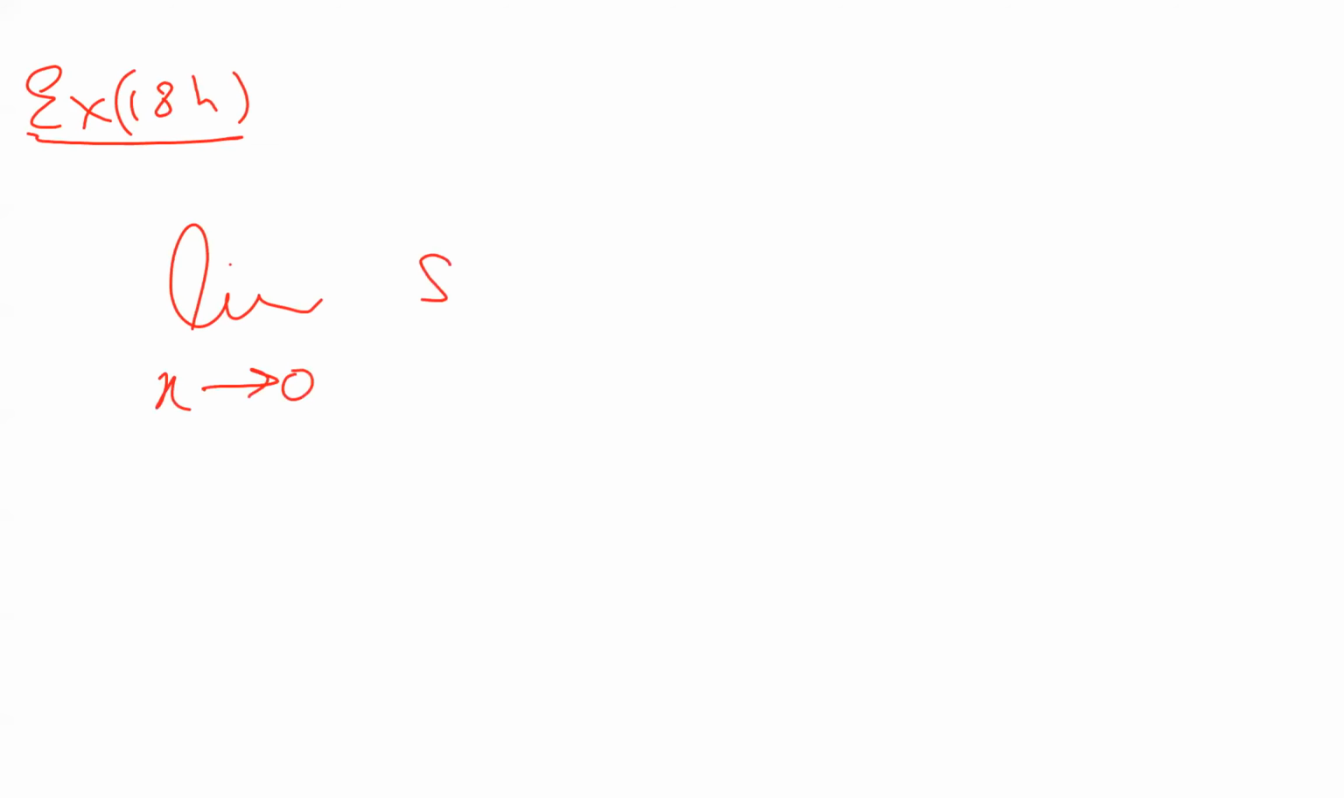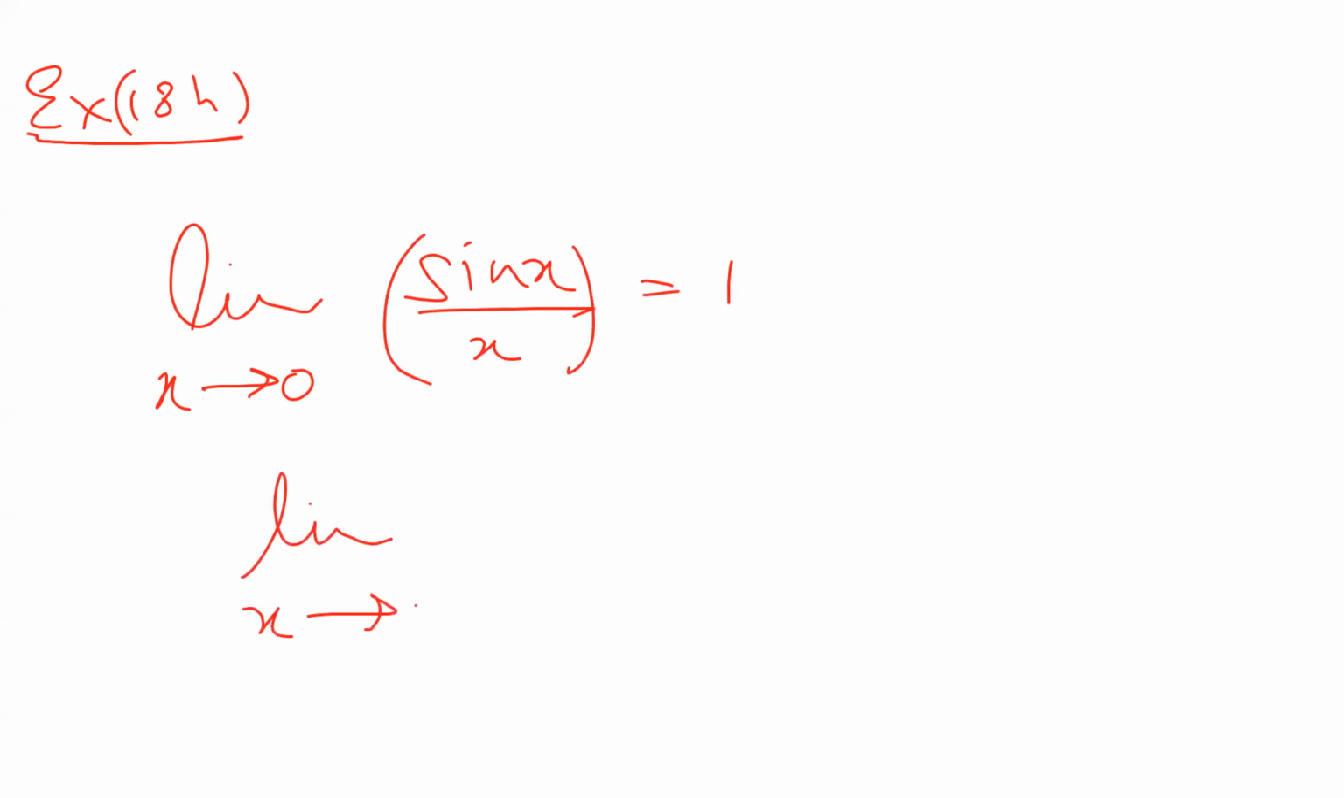We are starting with exercise 18H. Okay. So prior to this, we know these two formulae, that is limit x approaching 0 sin x upon x is equal to 1, and limit x approaching 0 tan x upon x is 1. So these are trigonometric limits, right?